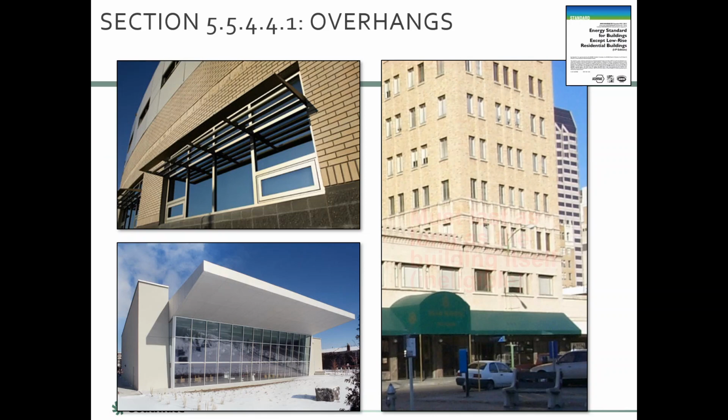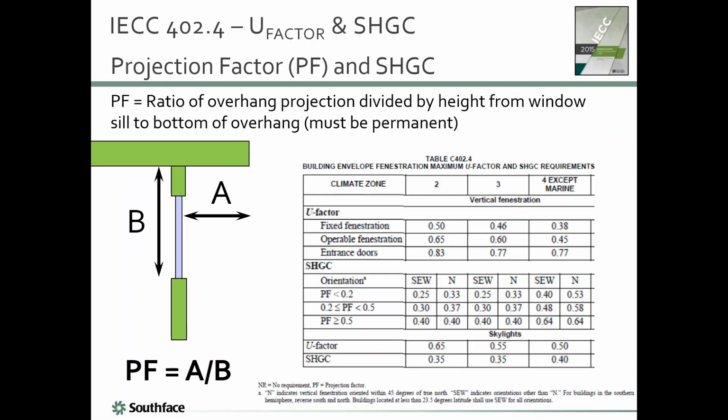The other code gives you a little bit of credit for overhangs. Basically, they kind of break up the world in small, medium, and large overhangs. Small, basically no credit, solar heat gain of 0.25. Medium, a little bit of credit. Large, a little bit more. But I think you're going to find generally ASHRAE sort of gives you more design flexibility on that. Again, always use ComCheck, either code.